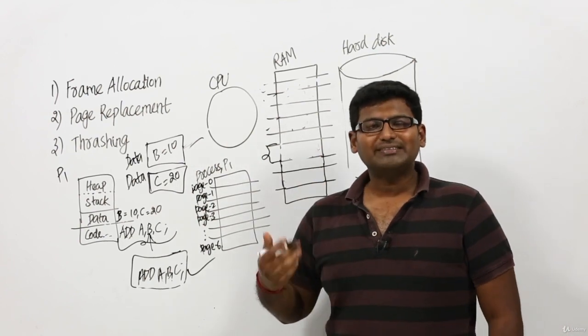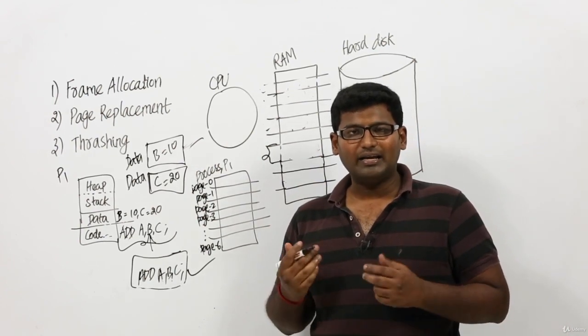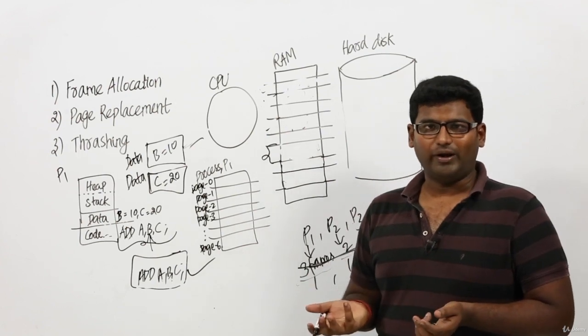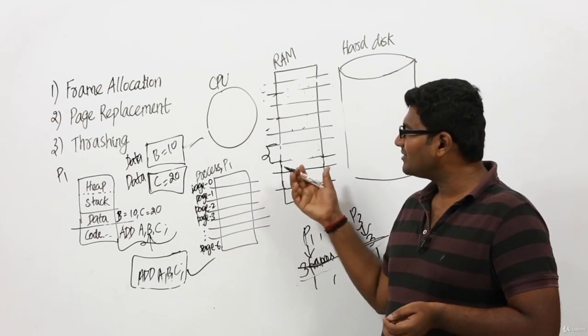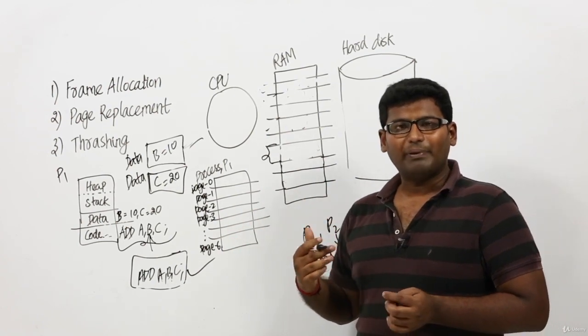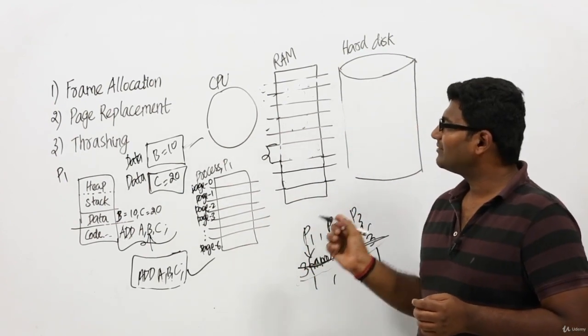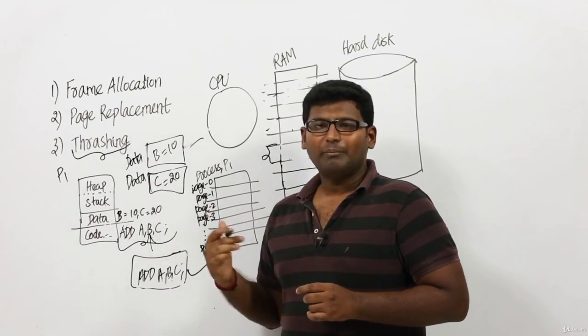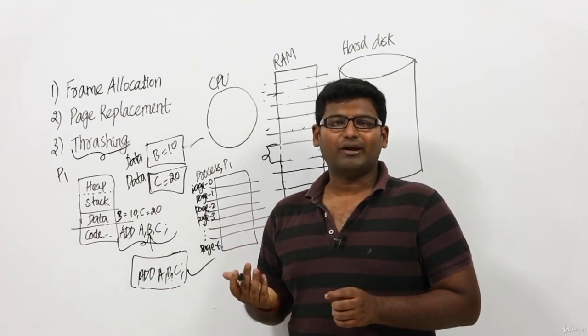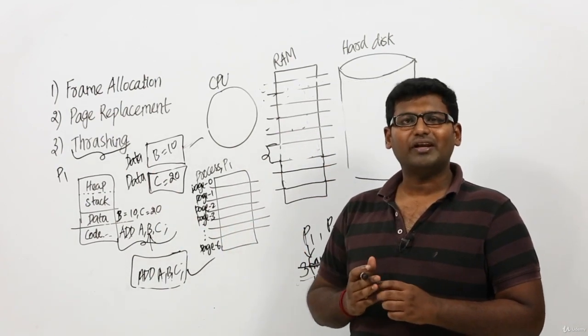So page faults keep on happening, repeatedly. Ultimately we are not doing anything productive, right? We are simply replacing the page again and again, which means page faults are repeatedly happening, right? That is what we mean by thrashing. So thrashing means page faults are repeatedly happening, okay? The number of page faults is very high.